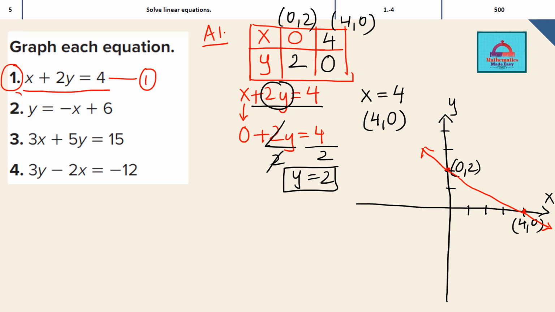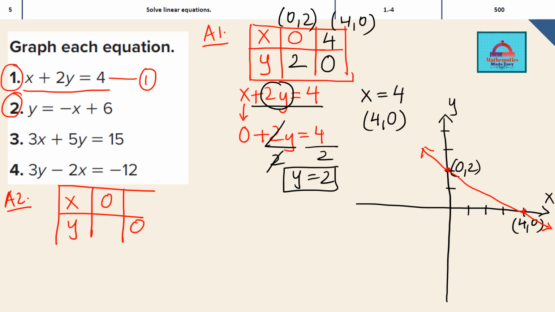Similarly, we can do the table of values for question 2. Let's do it. So I will make the same table, x and y. First we take x as 0, then we take y as 0. So let's calculate the intercepts. When x is 0, this minus x is gone, y is 6. That means the point is 0, 6. When y is 0, this becomes 0. So x is going to be 6 again. So the 2 points are 0, 6 and 6, 0.